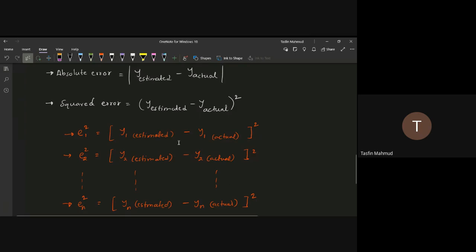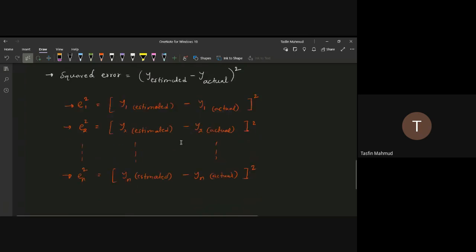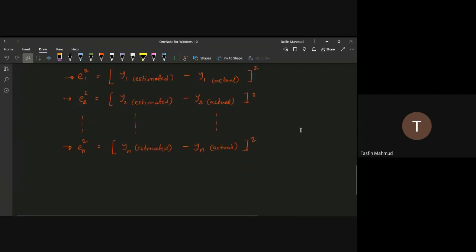Okay, so now we can consider the mean squared error. These things are squared errors, and now we will define mean squared error. By the term mean, I guess you can guess that we have to add these errors and divide by the total number. So now we are taking the mean of all of these squared errors.